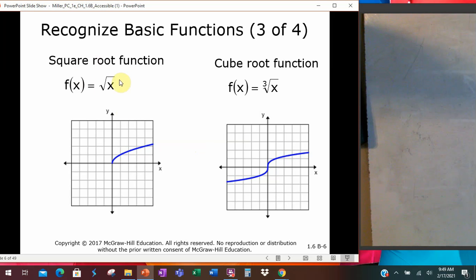But the important thing to remember about this is anytime I'm taking an even root, I can only do the positive version.